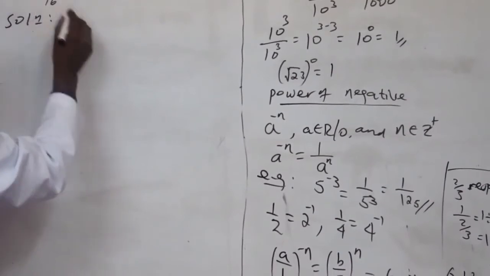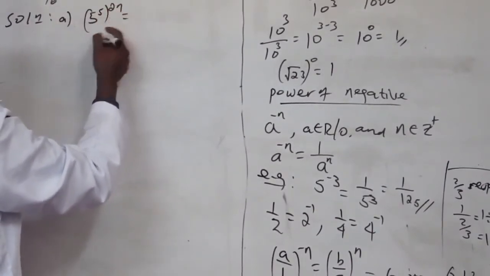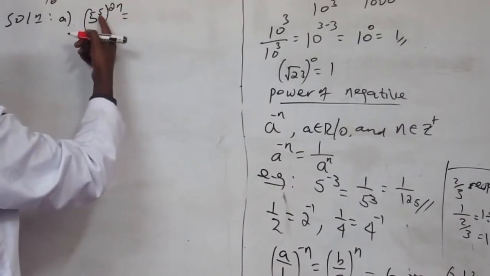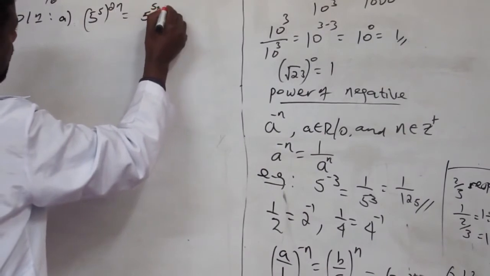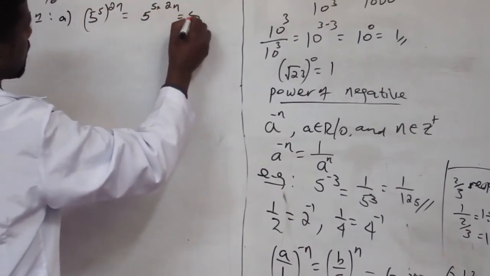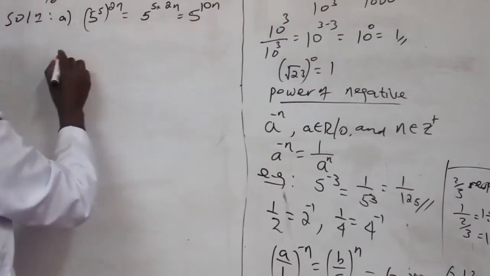A, 5 to the power of 5, the whole to the power of 2n. This means we are going to multiply 5 with 2n. That is 5 to the power of 5 multiplied by 2n, which is 5 to the power of 10n. We can simplify just like this.